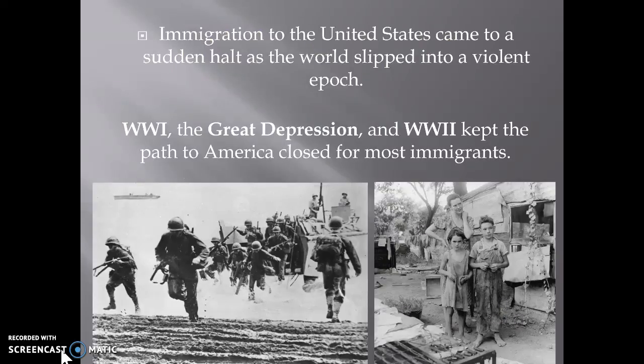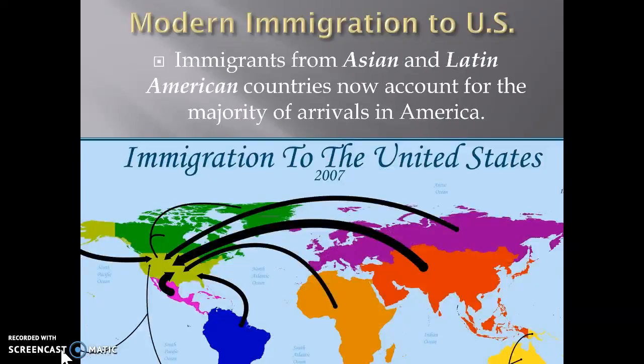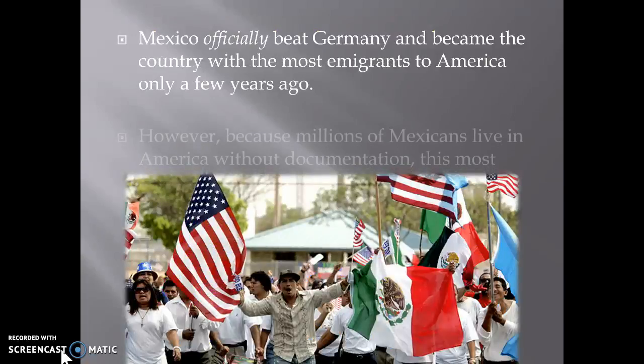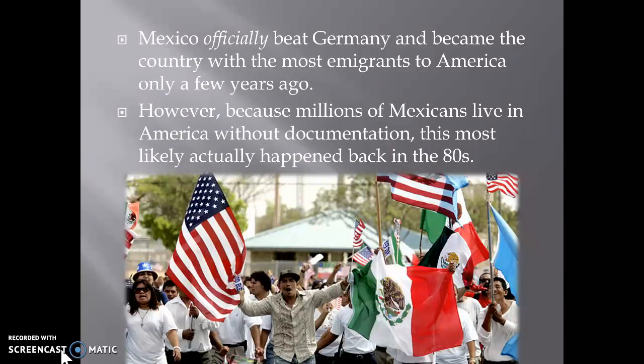During the 1920s, immigration came to a halt due to World War I, the Great Depression, and then again World War II. Since then, we've seen a big transition in how and where immigrants are coming from. Most immigrants coming to America now are from Asia and Latin America. Mexico officially became the country that gave us the most immigrants just a couple of years ago.